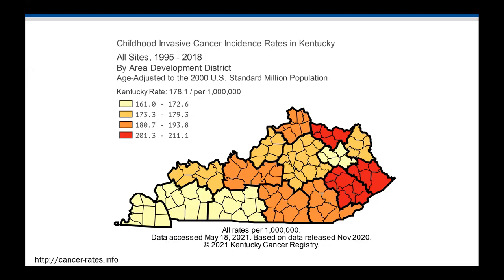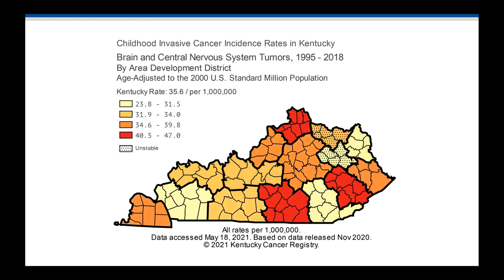This map is just showing the incidence of all types of childhood cancer in Kentucky by groups of counties called area development districts. We're looking here at all the data we have in our registry database going back to 1995, so 24 years of data. It's evident here that the highest rates of cancer are occurring in our eastern Appalachian region of Kentucky. In this map, I'm mapping only the brain and central nervous system tumors for the same time period, again looking at 24 years of data.